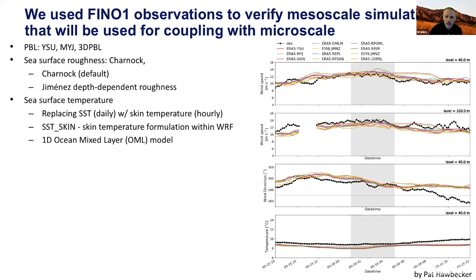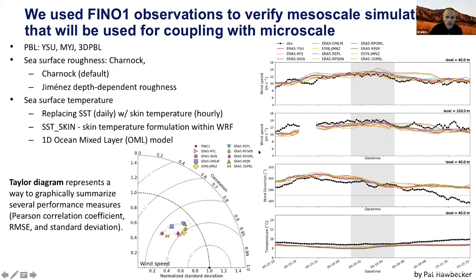We carried out a sensitivity study varying various parameters as listed here: different PBL schemes, different treatment of surface roughness and surface temperature. Using this sensitivity study, we try to assess the skill of different simulations, and they all show pretty good correlation with observations, more than 0.7 in general. This is a Taylor diagram that summarizes this graphically. But it also shows the importance of accounting for sea surface temperature as well as possible.